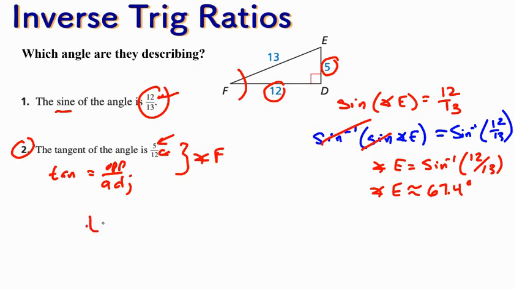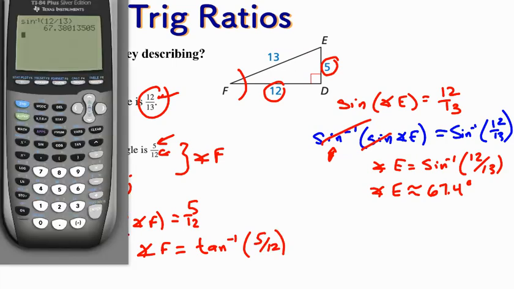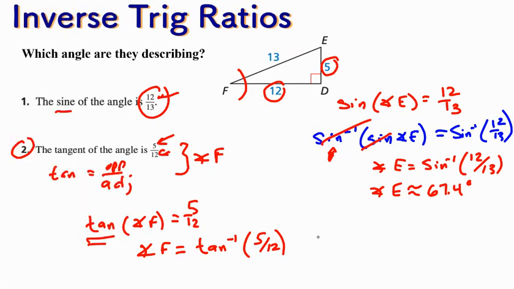And now we can go on and say tangent of angle F is equal to 5/12. And instead of writing the inverses on both sides, we always know that the tangent is going to cancel and extract angle F, so we can start to shortcut what we're writing out. And now tangent inverse of 5/12. And we will plug that into our calculator. Second tangent, 5 divided by 12. And we get 22.6 degrees.